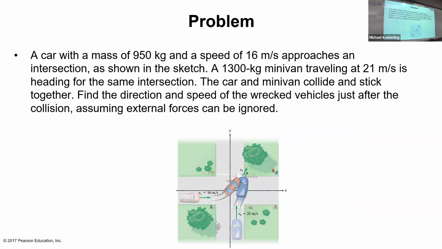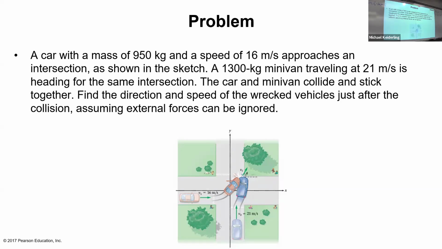Now here is a 2D version of this. So in 2 dimensions, you can still have inelastic collisions. Momentum is conserved in the x direction and in the y direction, so you can treat each axis independently.